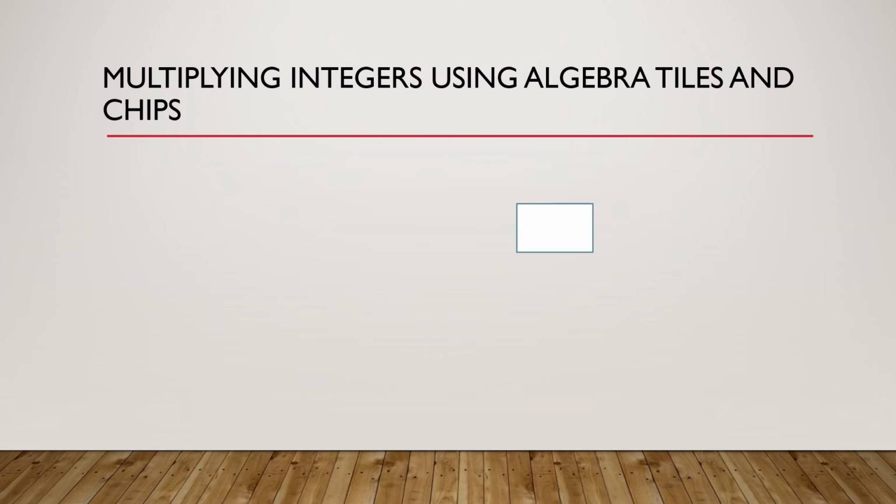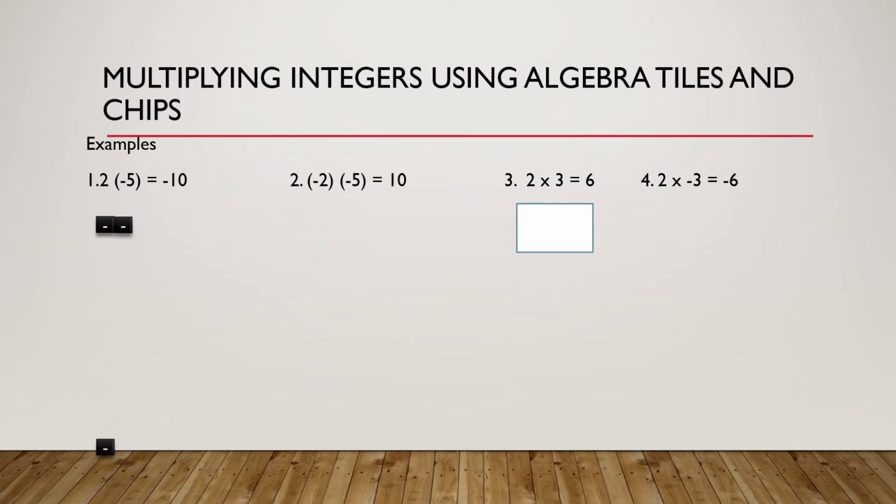Now, we're going to multiply numbers or integers using algebra tiles and chips. Okay, example. We have 4 examples here. Let's see now what's going on in number 1. 1, 2, 3, 4, 5, 6, 7, 8, 9, 10. Okay. So we have here two groups of negative 5, and that is negative 10.